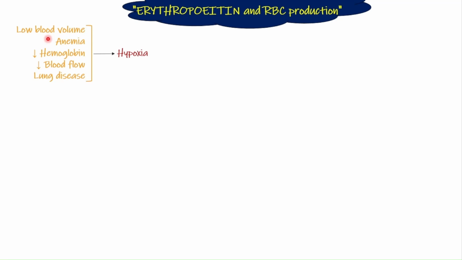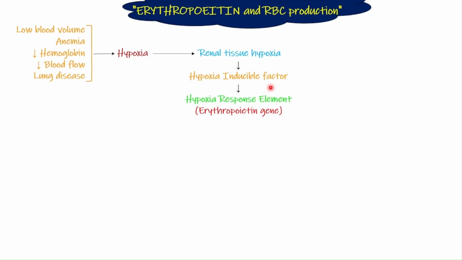Now, what is hypoxia going to do? If there is hypoxia, then the renal tissues will also face that hypoxia. Whenever the renal tissues are hypoxic, they will produce hypoxia-inducible factor. And that hypoxia-inducible factor will go and attach to the erythropoietin gene. To be specific, hypoxia-inducible factor attaches to the hypoxia response element on the erythropoietin gene.